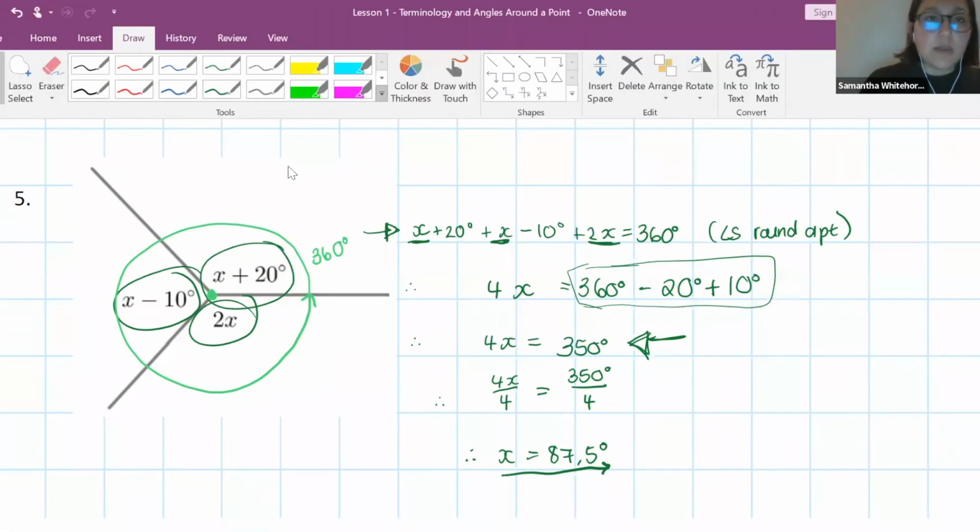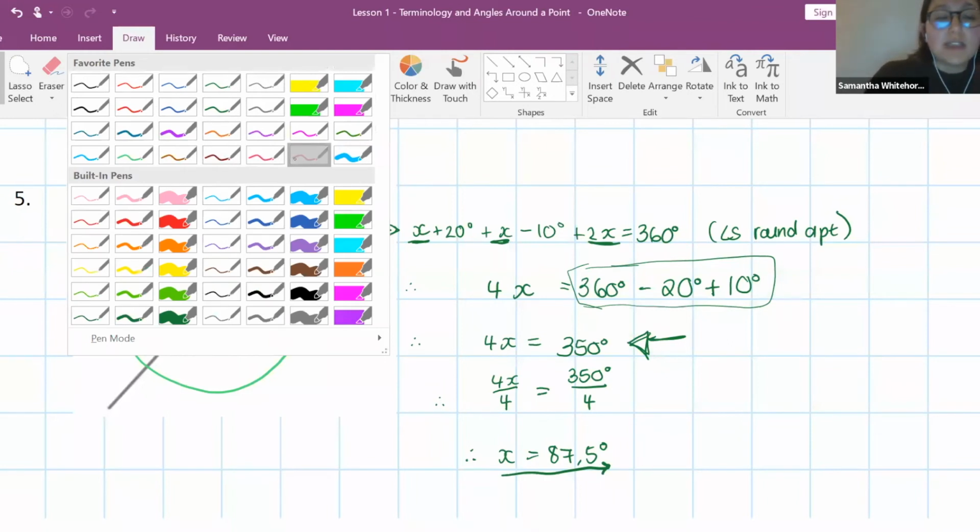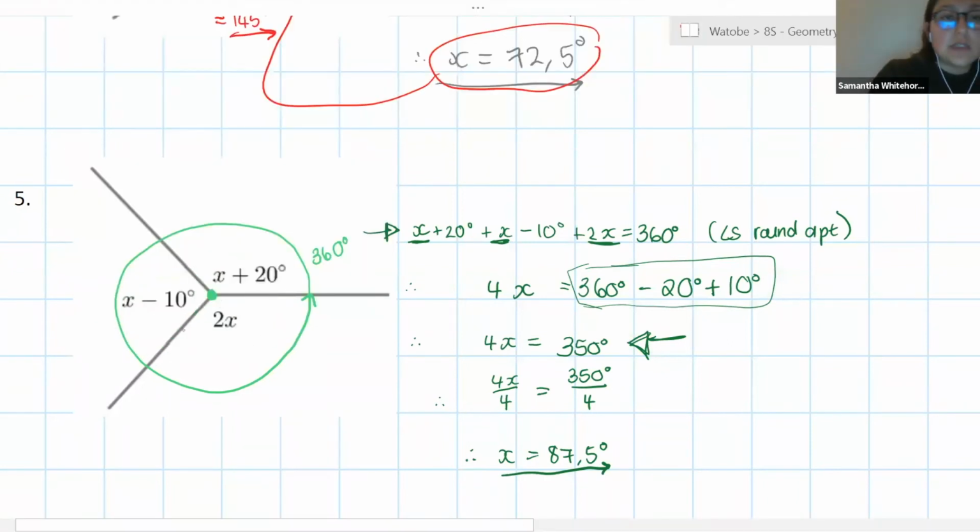Now guys, again, remember, if you want to find the sizes of these angles, all you do is substitute in. So this would be 2 times 87.5 degrees. And so the size of that angle would be 175. So this 2x angle here is 175.